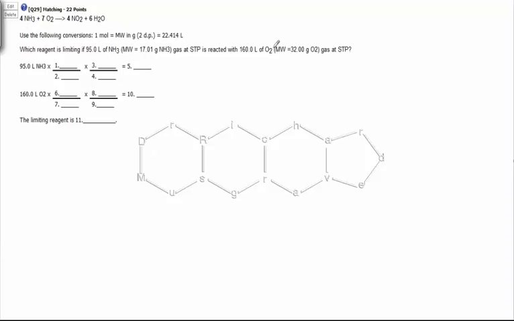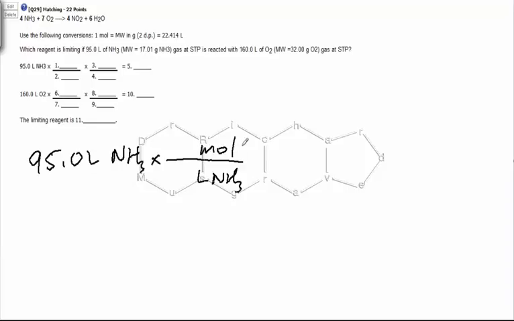Remember, always we are dealing with reactants, that is things that are on this side of the arrow when we're talking about limiting reagents. Alright, so we're going to start off, we'll do 95.0 litres of NH3. And we know litres of NH3 go on the bottom to cancel the one up the top. Moles of NH3, because we're looking for moles first.